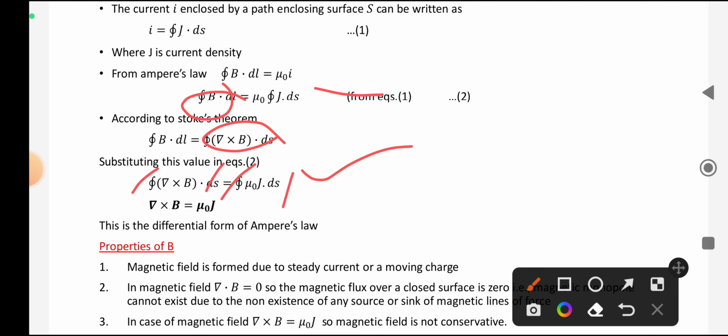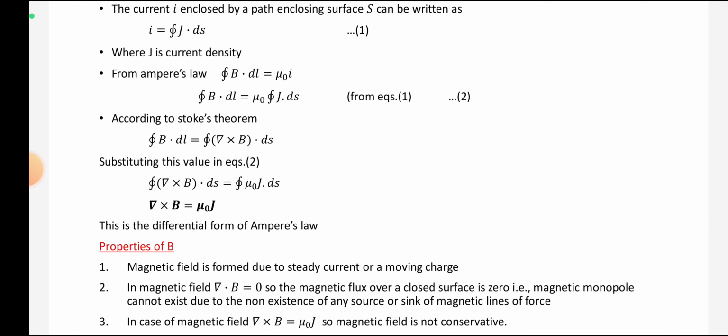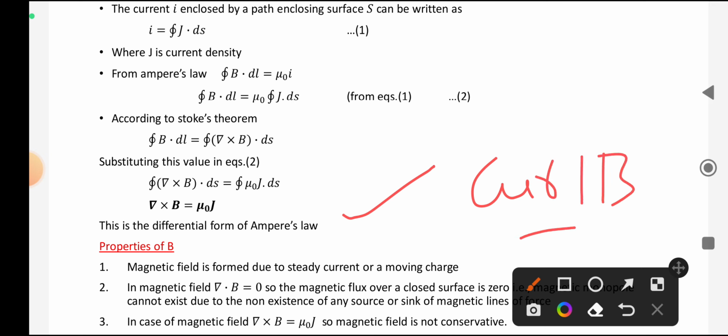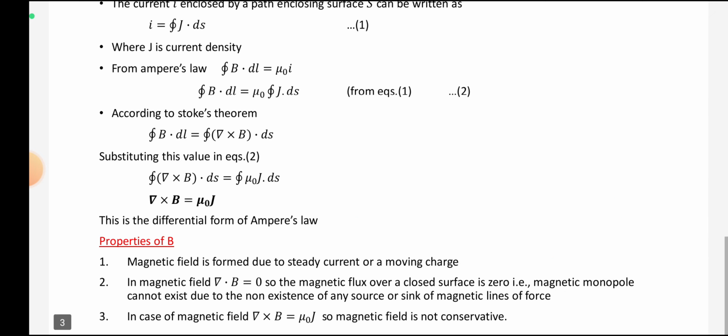In the place of del cross B, what do you have? Mu naught into J. So this is the differential form of Ampere's law: del cross B is equal to mu naught into J, or del cross B can also be written as curl B is equal to mu naught into J. Del cross B means curl.